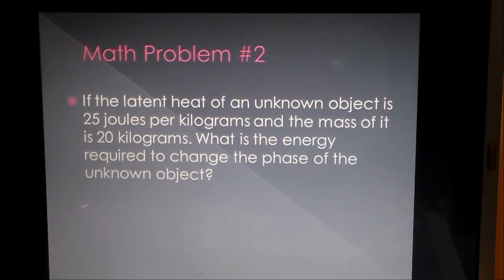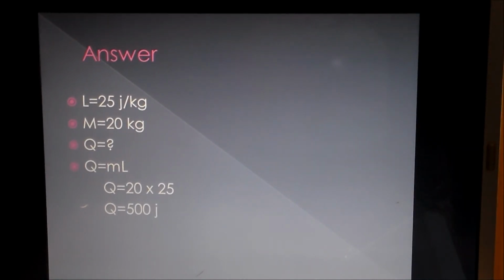Alright, our second math problem. If the latent heat of an unknown object is 25 joules per kilogram and the mass of it is 20 kilograms, what is the energy required to change the phase of the unknown object? Answer: latent heat equals 25 joules per kilogram, mass equals 20 kilograms, and we're trying to find energy. Therefore, we use the formula Q equals M times L. If we plug in the numbers, we get Q equals 20 times 25, so our final answer should be 500 joules.